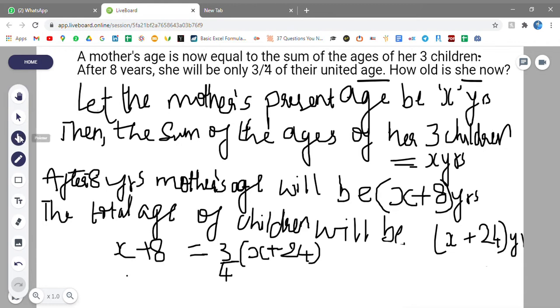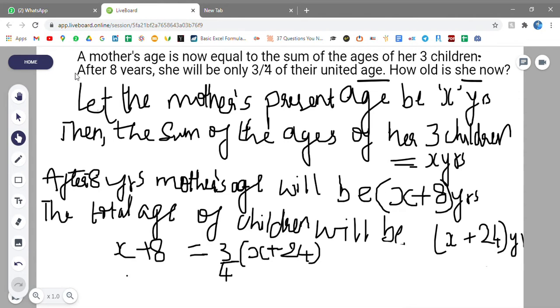How did we get this equation? Once again, after 8 years, mother's age is going to be x plus 8 years, and total age of 3 children will be x plus 24 years. So we're just equating these two so that we get an equation.